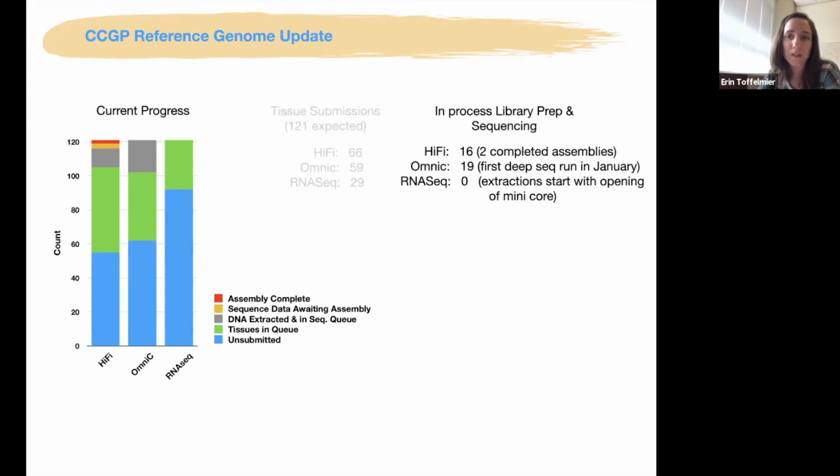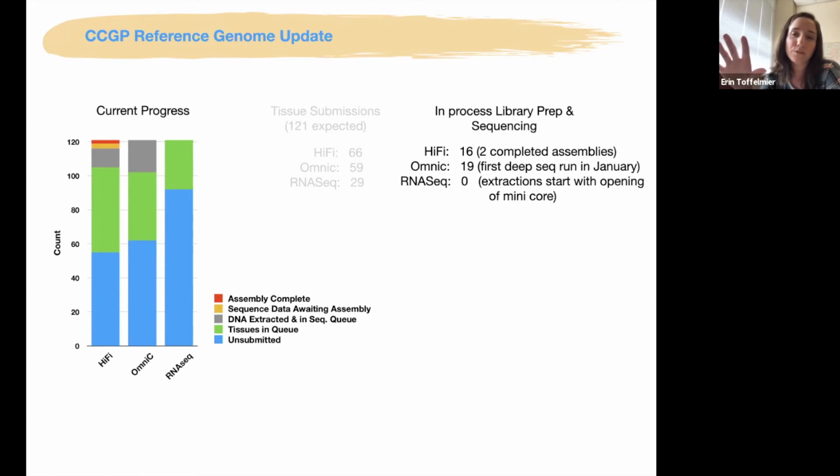Okay, in terms of progress and process on our end, for the HiFi sequencing, we have 16 species that have gone through some part of the process. Two actually now have completed assemblies, one of which I'll show you in a little bit. On the OmniC side, we have, I think, about 19 in some stage of the process.